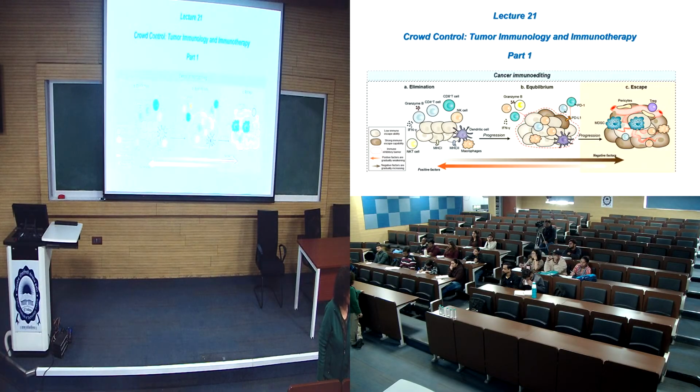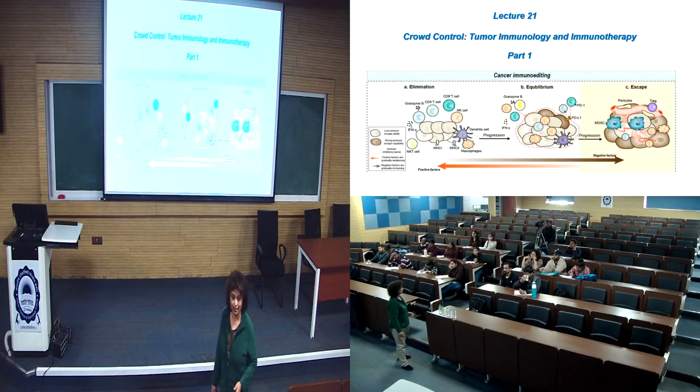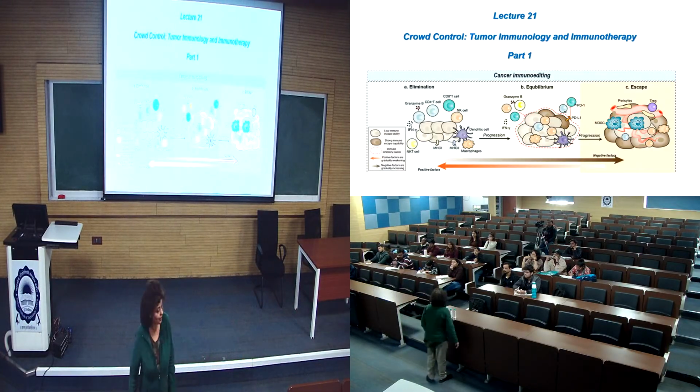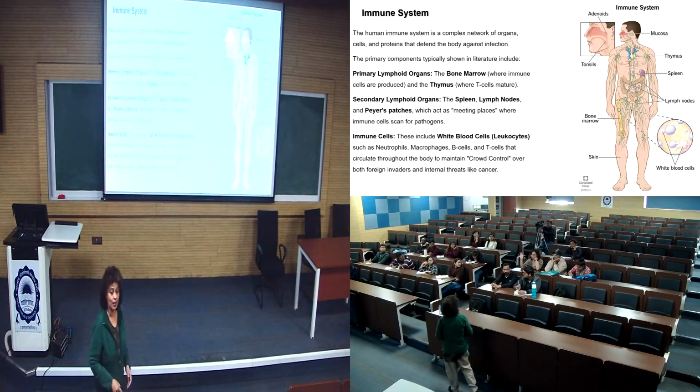So it goes through these three phases, and all three are E, triple E, okay? Elimination, equilibrium, escape. Tumor cells escape and they become pro-tumorigenic. The immune system is helping, okay, to grow the tumor. So let's, yeah, go ahead.